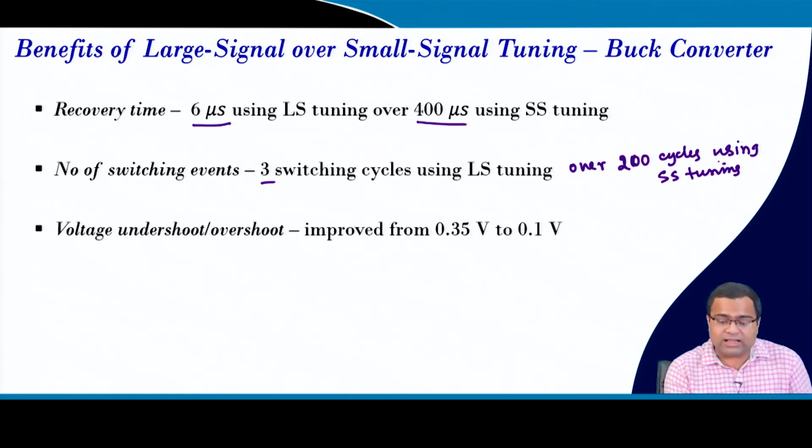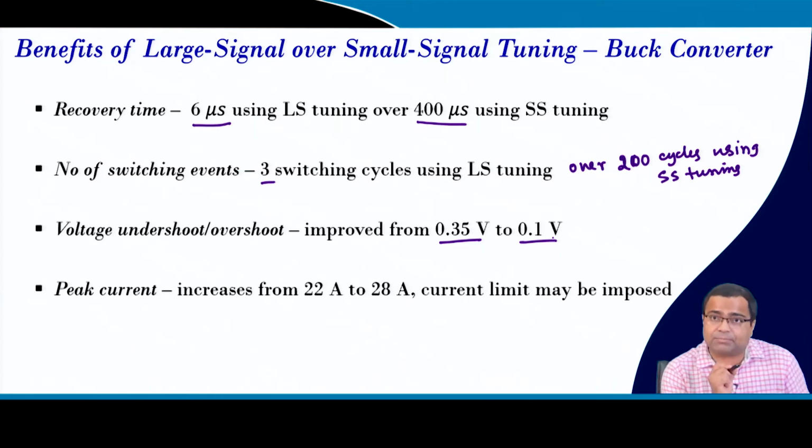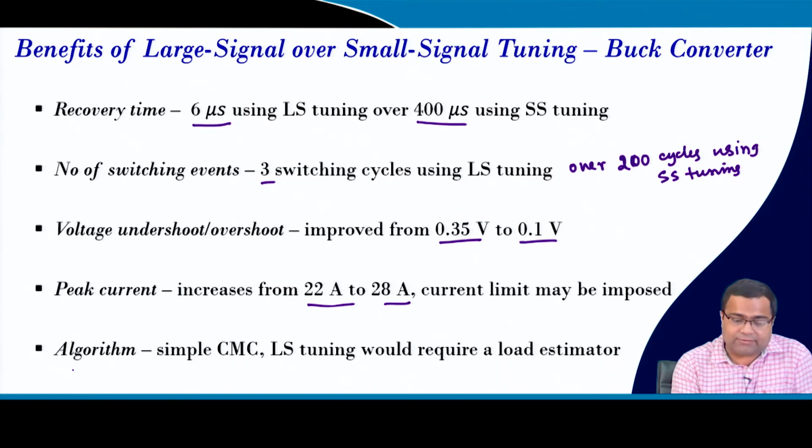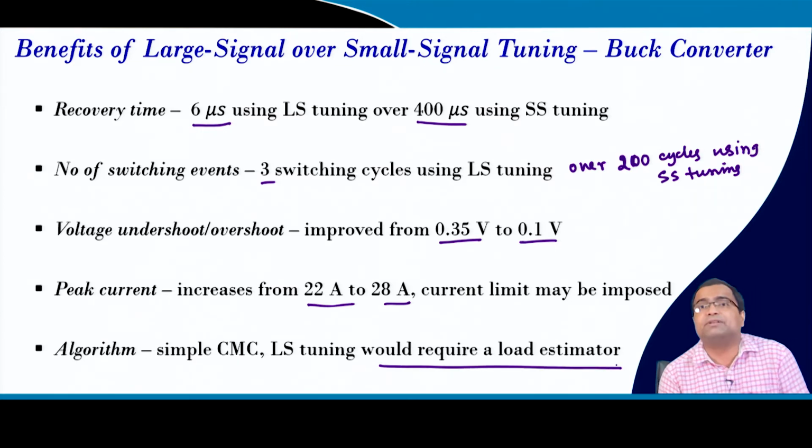Okay. Voltage undershoot is improved from 0.35 volt to 0.1 volt, but the peak current increases from 22 ampere to 28 ampere. So, you may put a current limit in the algorithm. For the large signal tuning we are using a load current feed forward, whereas for the small signal tuning we are not using any load current; it is a traditional current mode control.